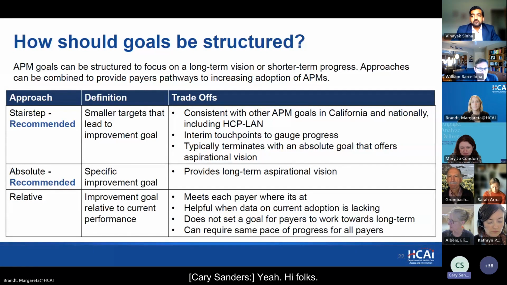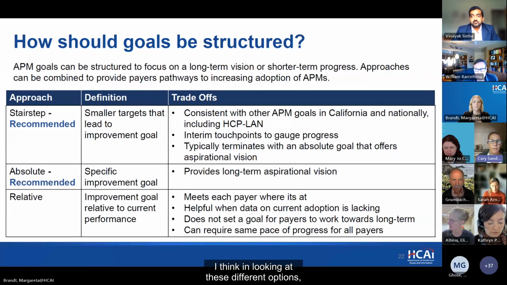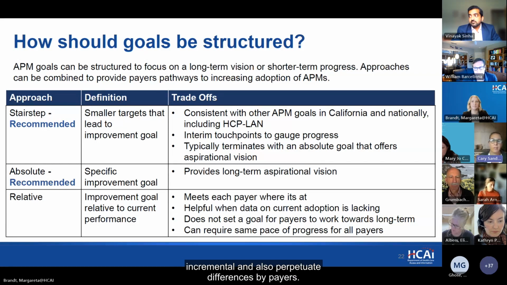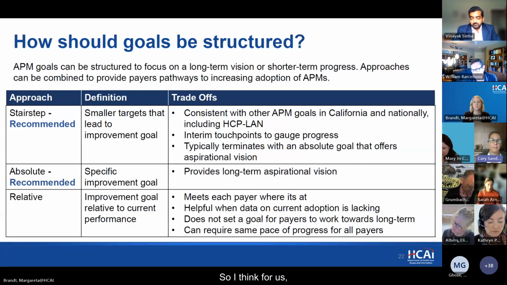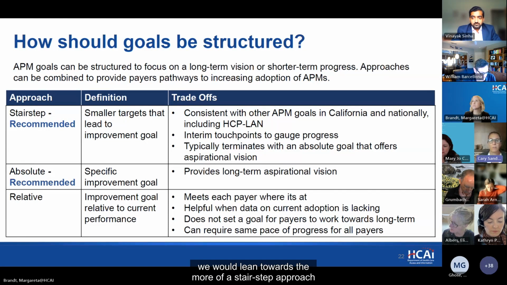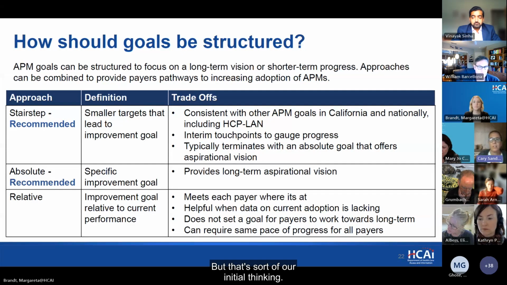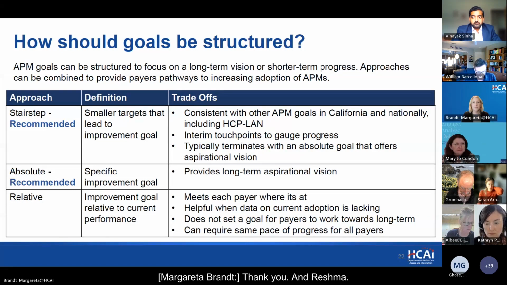Yeah, hi, folks. I think, in looking at these different options, the stair-step goal seems to be most likely to move the needle and move things forward. I'd be concerned that an absolute improvement goal might be too theoretical and distant. And the relative improvement goal would be too incremental and also perpetuate differences by payers. So I think for us, we would lean more toward a stair-step approach, and would love to hear others' thoughts, but that's our initial thinking. Thank you. And Reshma?